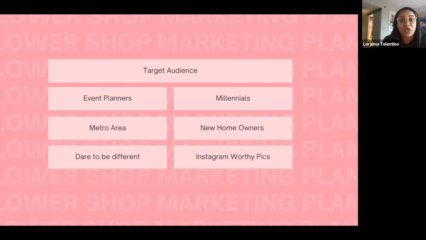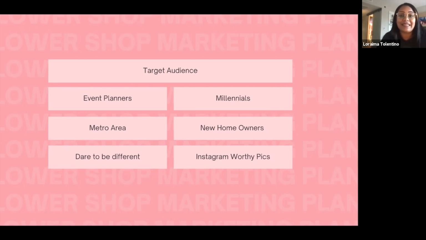And then we have new homeowners. New homeowners want to take pictures, are creating events at their homes, gatherings. So that's another specific and very great audience. Another one that we're looking at is that they live in the metro area, just because the flower shop is located in a place that's near. So if we're going to place ads, specific ads to target people, we want people around our shop.